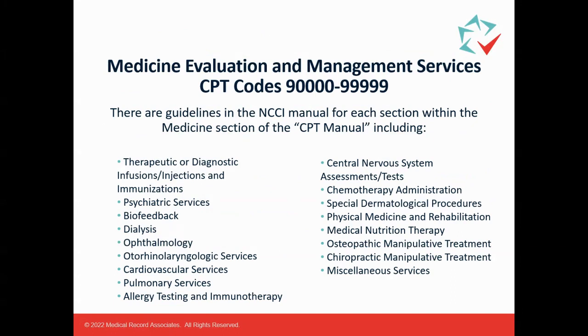We'll go through a couple of slides in regards to the medicine section, evaluation and management services. We'll go with that one first. CPT codes 90000 through 99999. All of these sections are in this manual. I encourage you again to go back and look at those individually, because there's a ton of information in all of those.